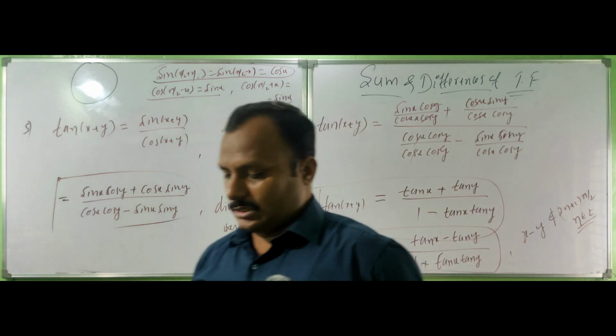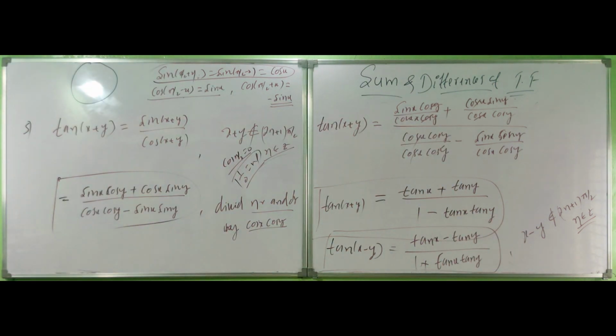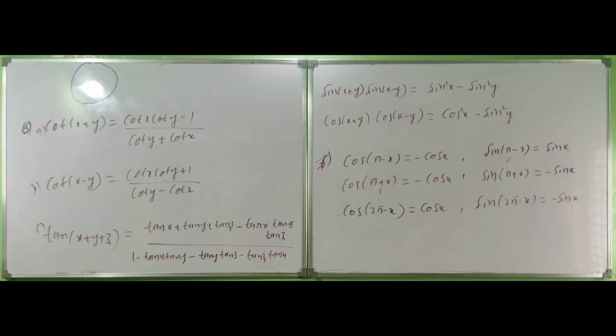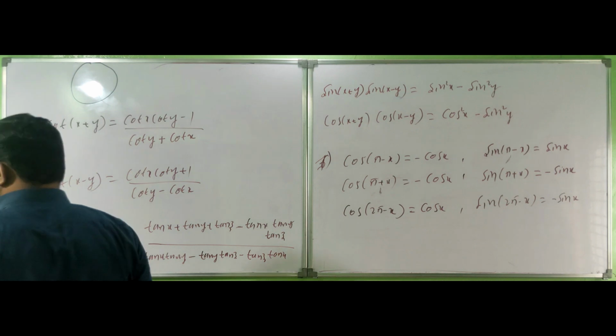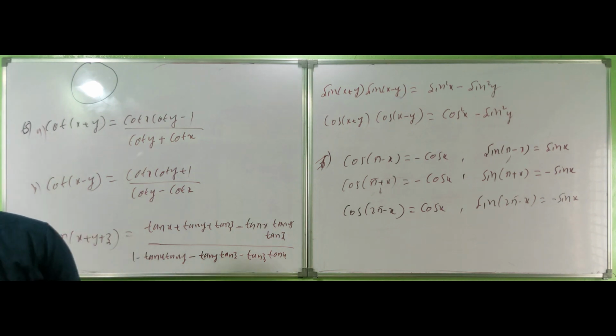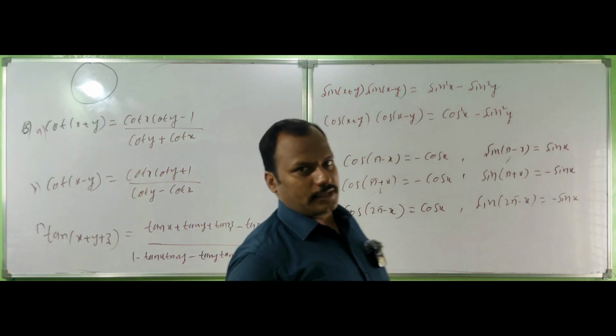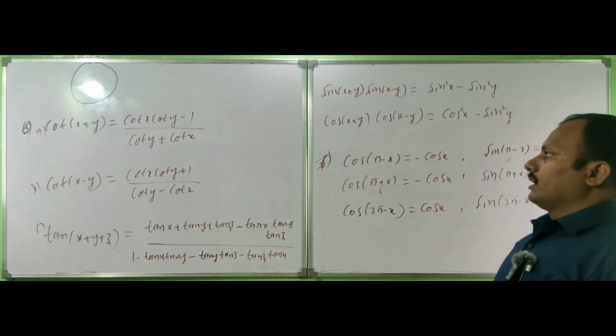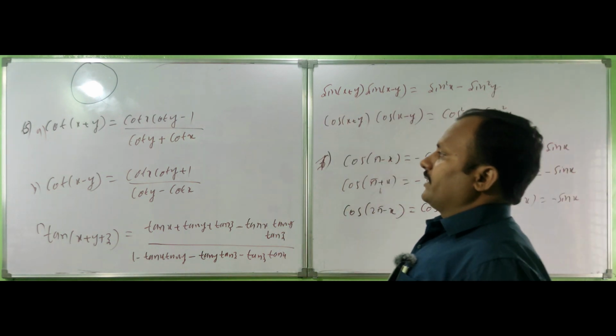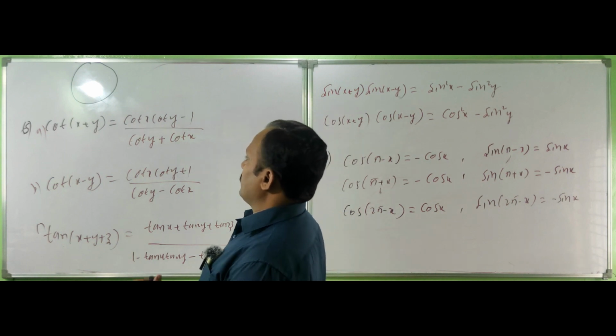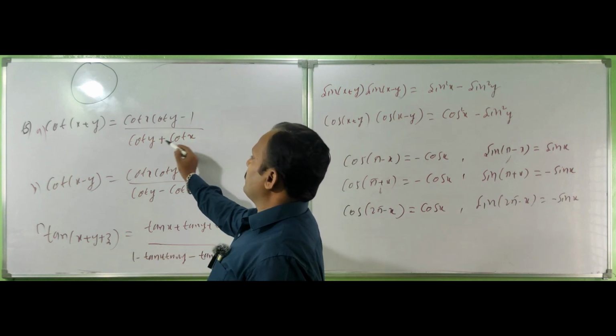Let's see the next equations. I am not going to derive them, as it takes lengthy time; I am just writing the formulas. The derivation is very easy, just put some variations. The cot of x plus y is equal to cot x cot y minus 1 divided by cot y plus cot x.